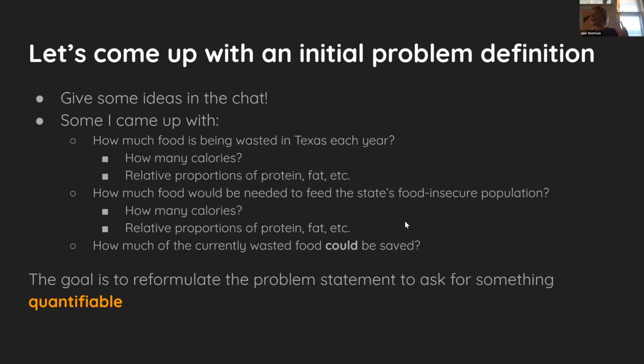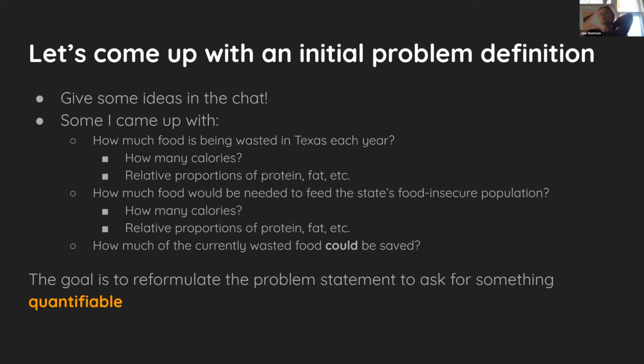These are just some brainstorming questions to get us going with a problem definition. And I think that is very similar to the answer we had in the chat. What is the overall mass of wasted food compared to the mass of food required by the food insecure populations? So I like these different ideas. Keshav's thinking about cost. One of our participants is thinking about mass. I'm thinking about calories. They're all perfectly equally valid approaches to this problem.